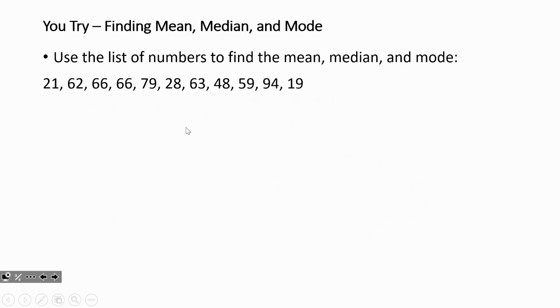All right, so I'm going to be quiet for a minute. Go ahead and pause the video, and I want you to take a minute and see if you can figure out mean, median, mode, and decide which measure of central tendency you think is best.